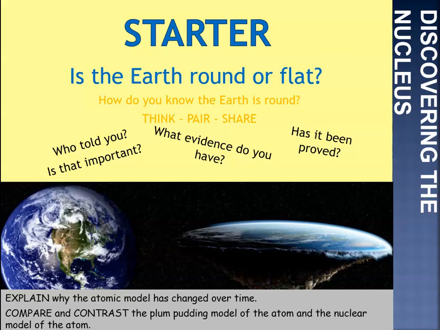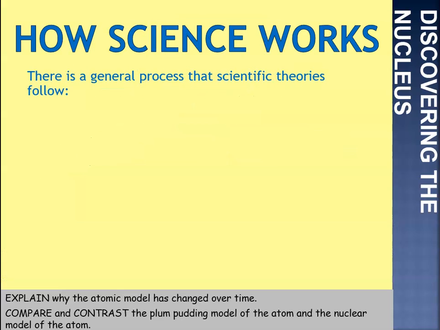It is proposing a hypothesis, producing evidence to prove that, and ensuring that evidence stays and other people don't disprove that. So how science works is a general process, and here's the process that all scientific theories follow. First off, we ask a question. So that question could be, what shape is the Earth? That question could be, what shape are particles? That question could be anything you want explaining.